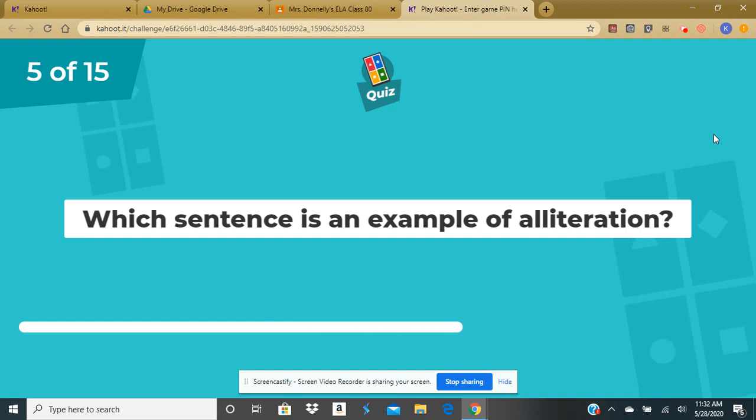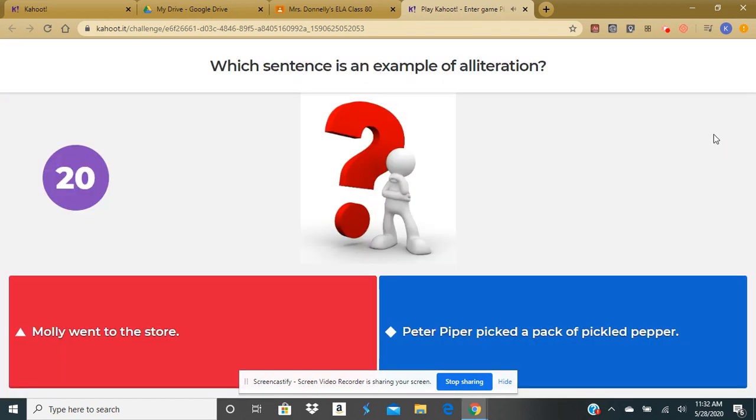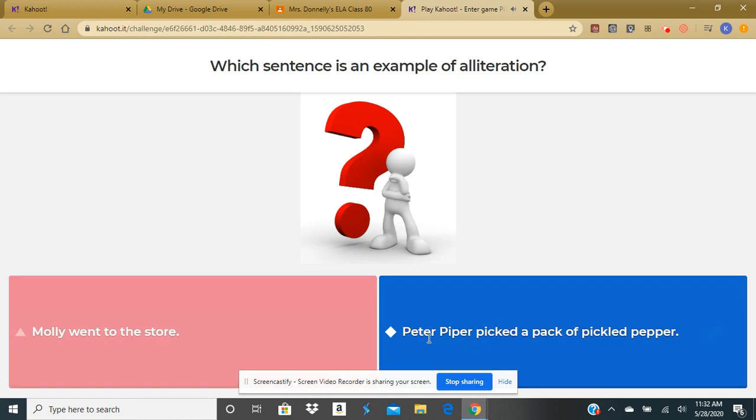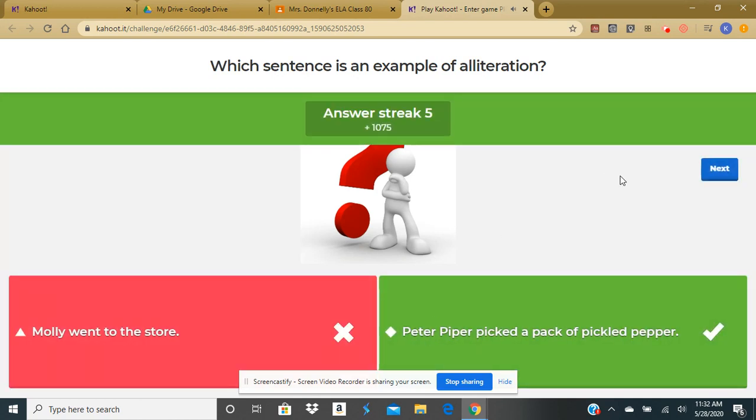Which sentence is an example of alliteration? Molly went to the store. Peter Piper picked a pack of pickled peppers. I believe it's the second one because I see the letter P repeating, and I was not quick enough.